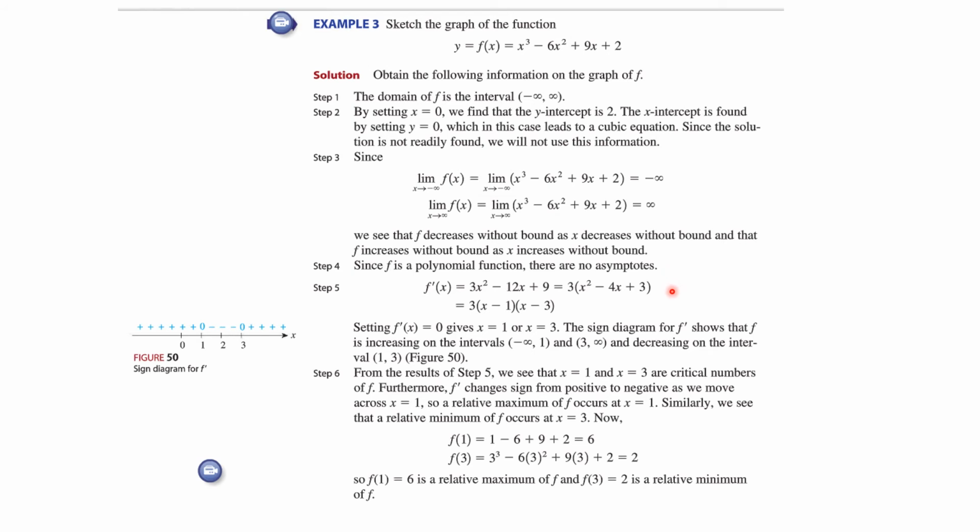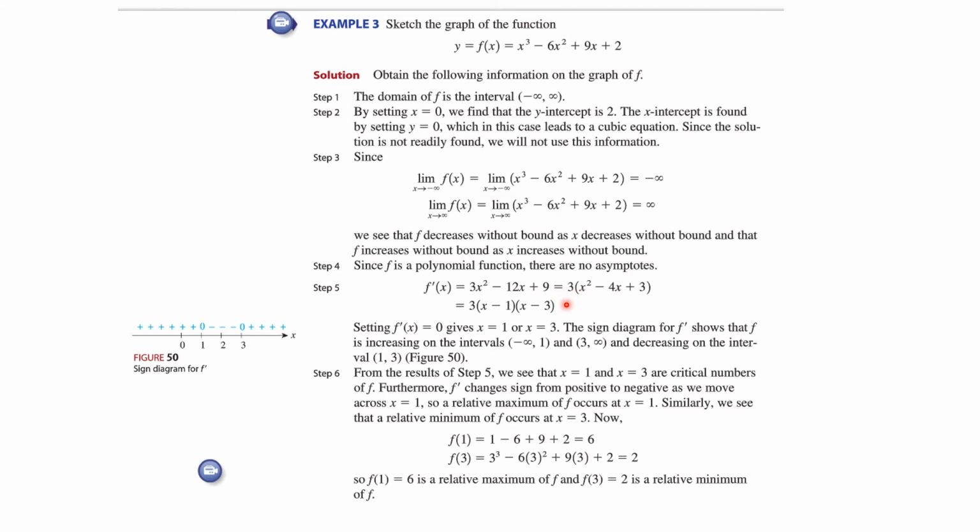But now we'll start talking about relative maxes and relative mins. Both of those require us to take the derivative. So we take the derivative here, and the derivative of the function is going to be 3x squared minus 12x plus 9 plus 0. And since we know we're going to be setting this equal to 0, this is defined for all values of x.